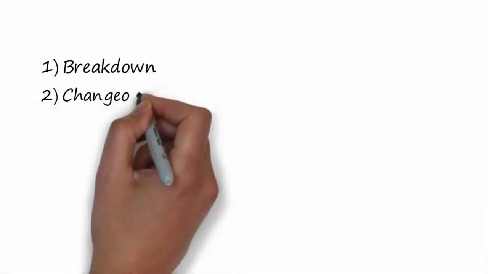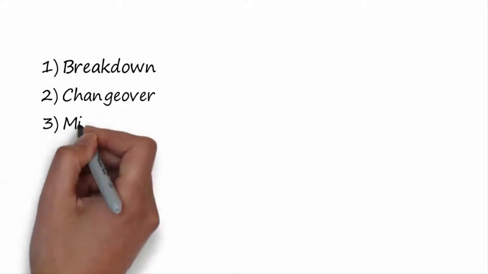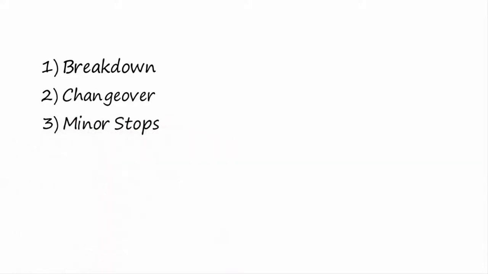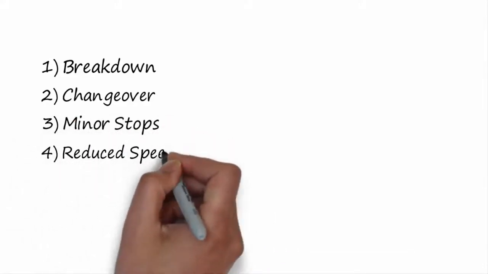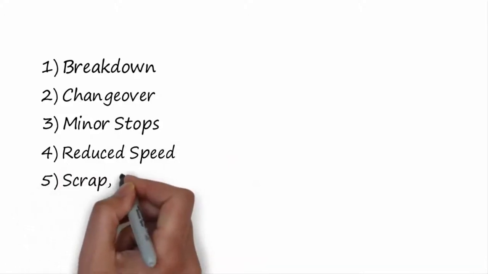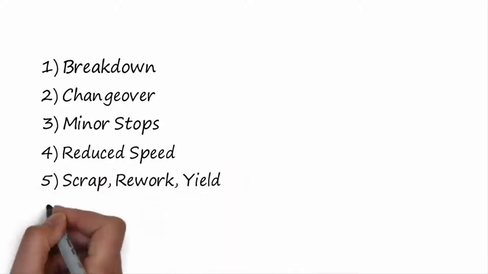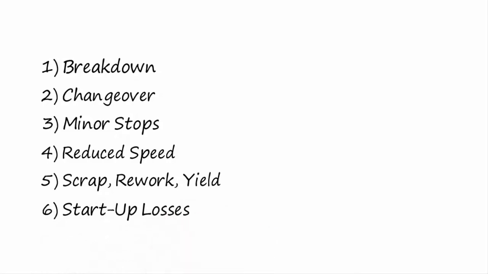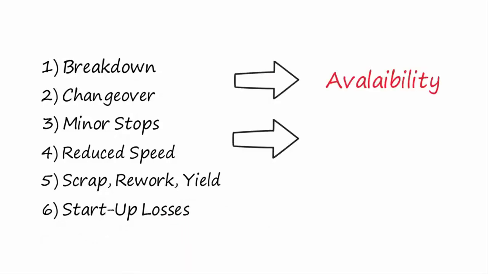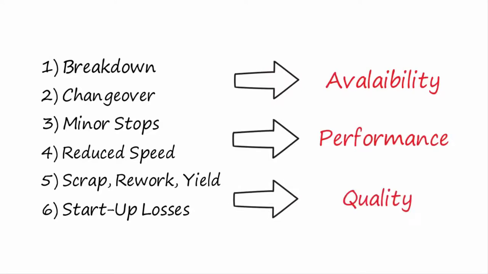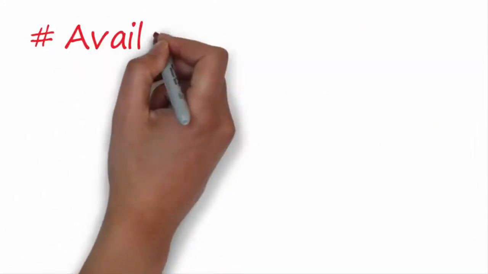Breakdown, 2. Changeover, 3. Minor stops, 4. Reduced speed, 5. Scrap, rework, yield, 6. Startup losses. The 6 big losses can be grouped into 3 categories: availability, performance, quality. Let us go into details.